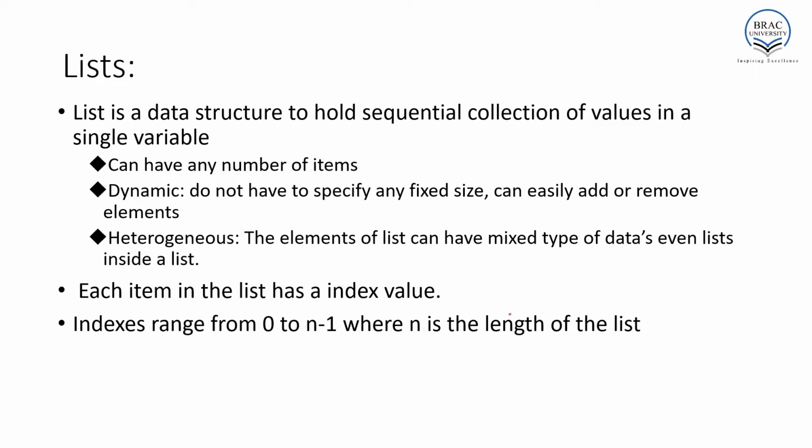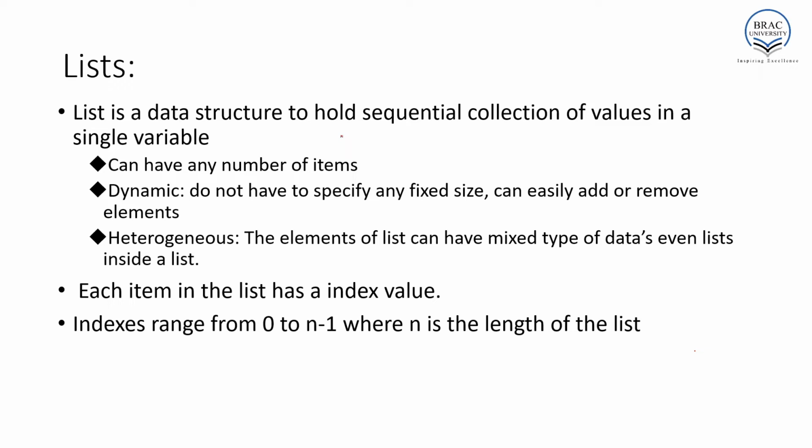In other programming languages, lists are somewhat similar to arrays. So a list is a data structure to hold a sequential collection of values in a single variable, meaning in a single variable I can store multiple values of multiple data types in a sequential order.